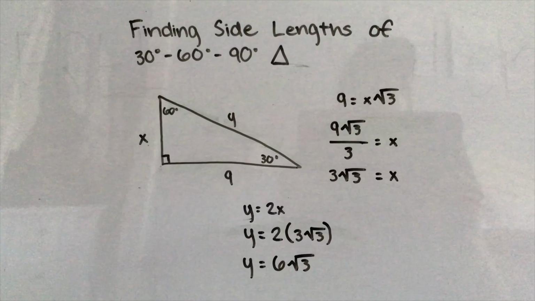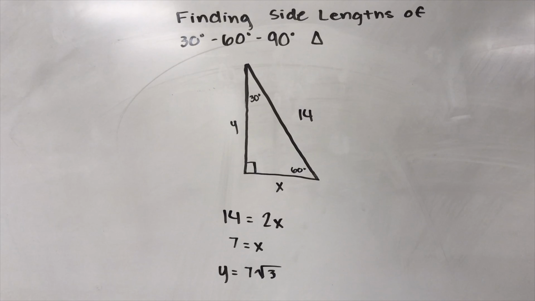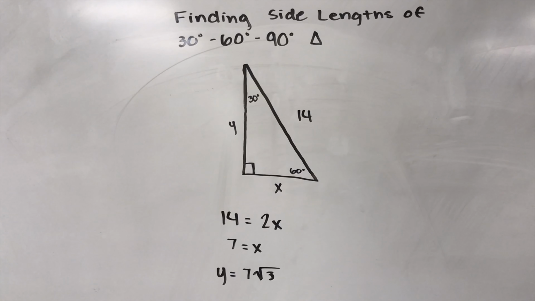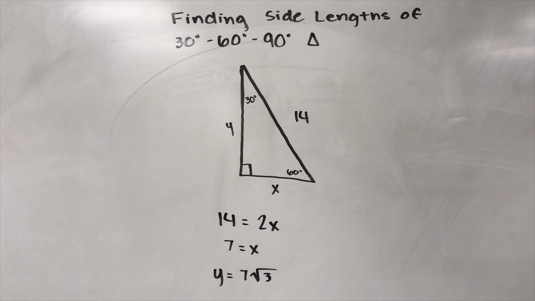To find x, we would use the equation hypotenuse equals 2 times the shorter leg. In this case, we would do 14 equals 2 times x. And when you solve that, our x equals 7.